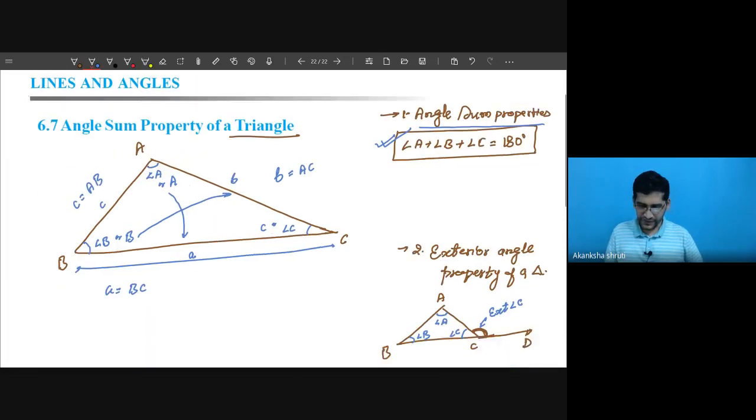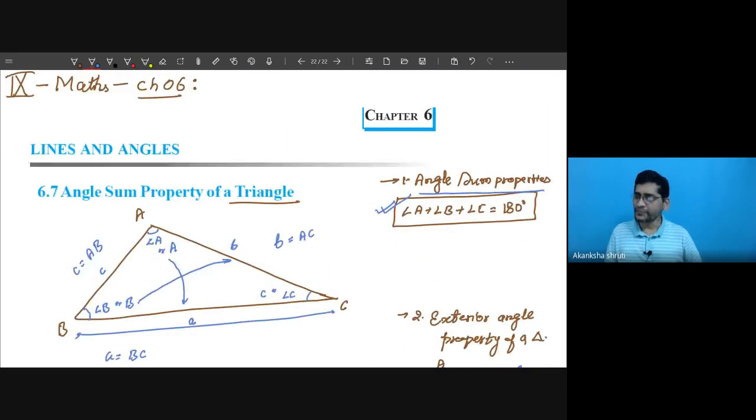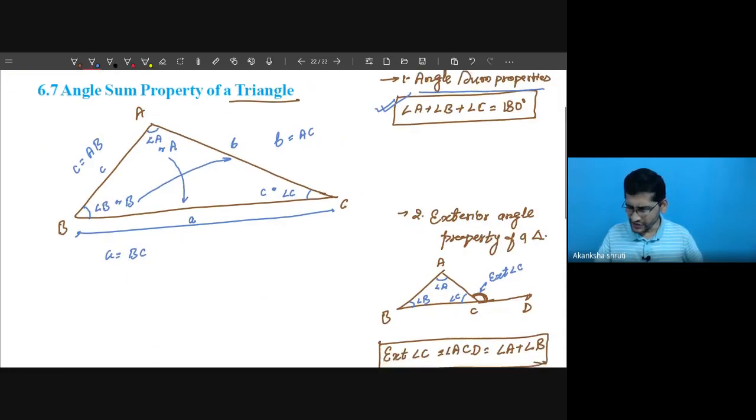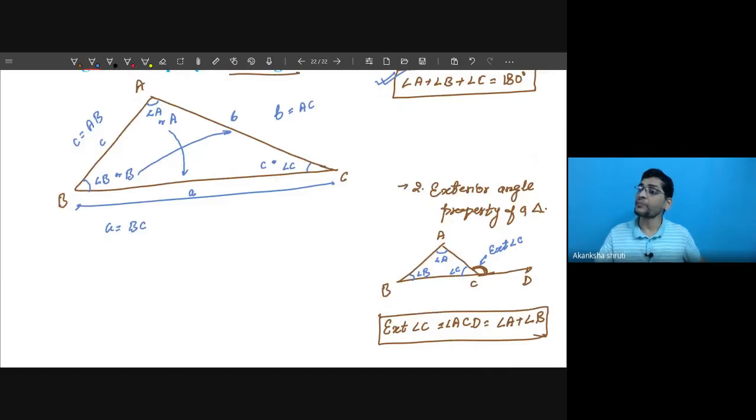Another one, the angle formed by producing one of the vertices. So if any side of a triangle is produced, then the angle formed at that vertex through the produced length is called the exterior angle, and this exterior angle is the sum of the two interior opposite angles. That we have to keep in mind.